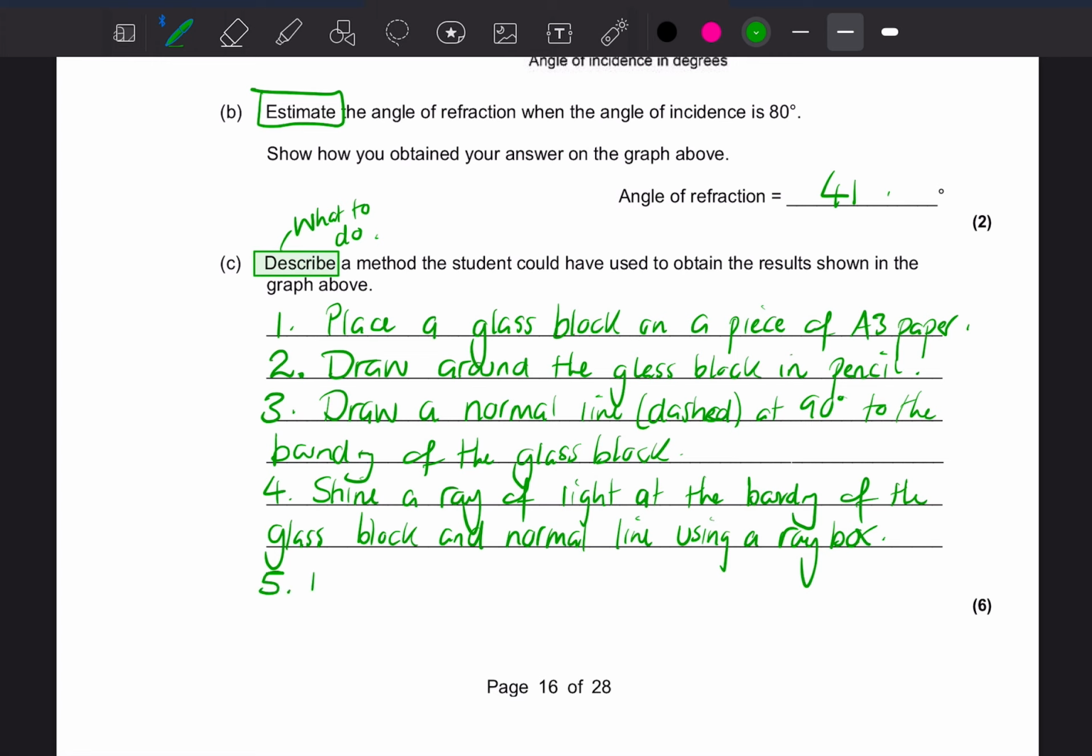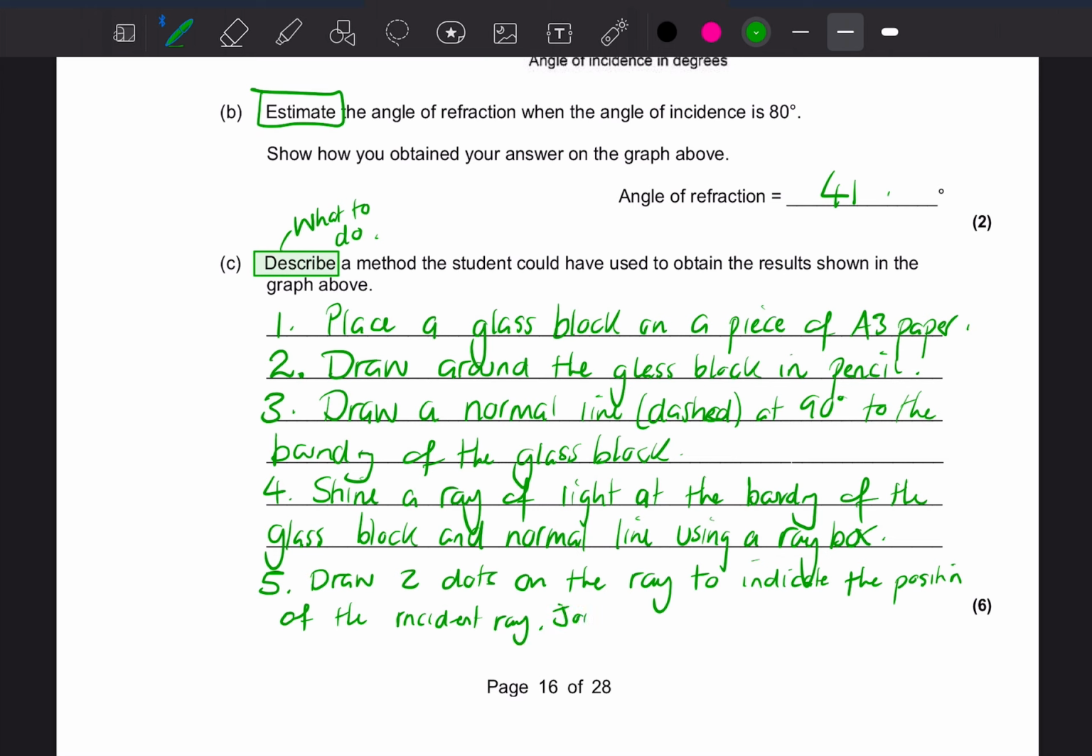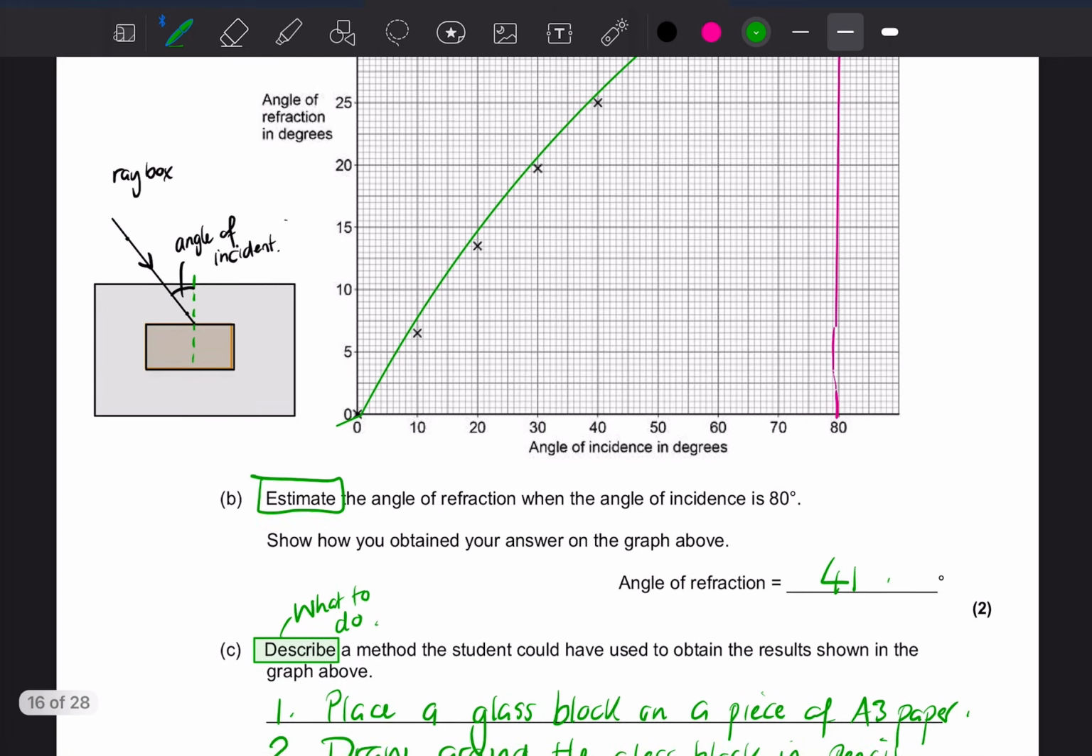So 5 is to draw 2 dots on the ray to indicate the position of the incident ray, and then join these with a ruler. All right, so then you'll get that.